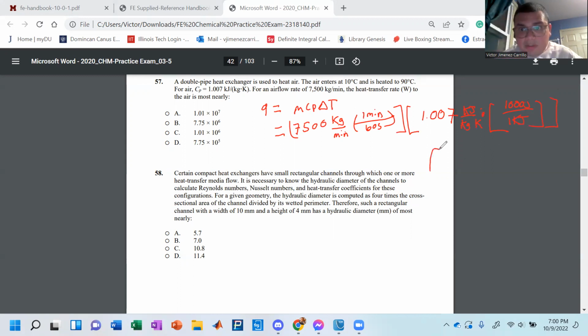All of that's being multiplied by a change in temperature, which is not that hard. You can keep it in Celsius, the same thing as the difference in Kelvin, 90 minus 10. Now multiply all three of these terms together, and you're going to get 1.007 times 10 to the 7th joule per second, which is the same thing as saying a watt. And the answer is going to be A.